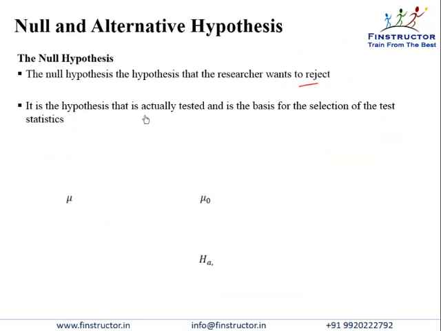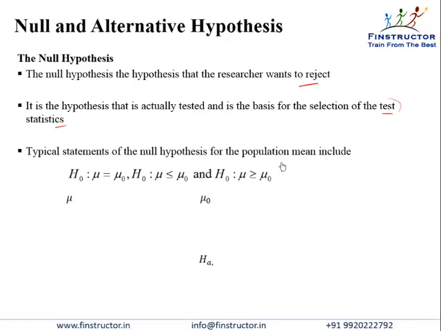It is the hypothesis that is actually tested and is the basis of the selection of the test statistic. So we will see, if the null hypothesis is on the mean, then we will use the test statistic as the Z statistic or the normal distribution. If it is on the variance, we'll probably use the chi-square statistic, as we will see.